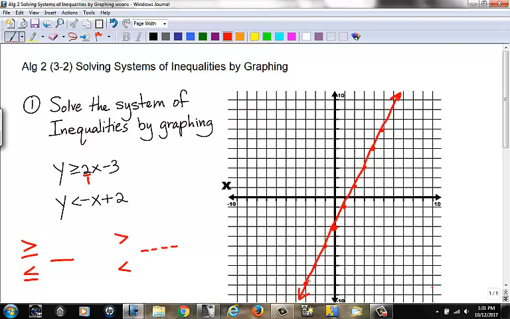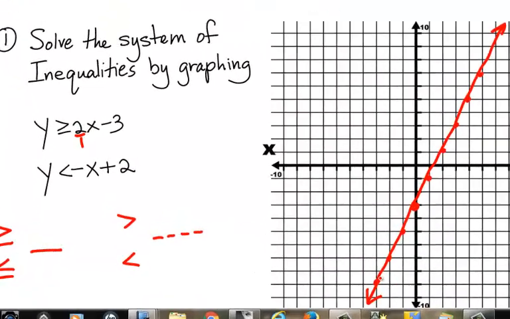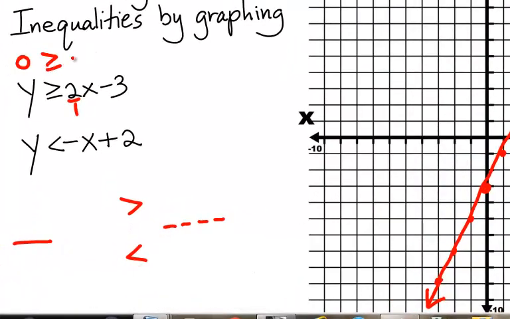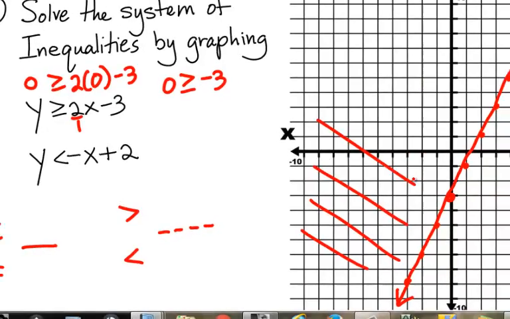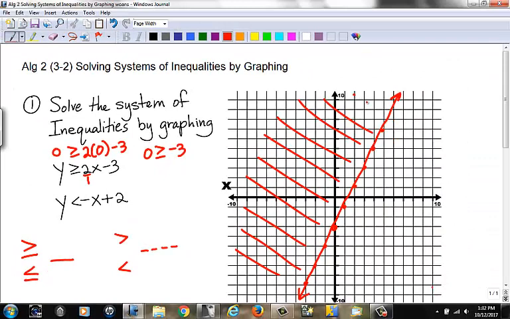And this is the part that some of you had trouble on the test. The easiest way to tell which side to shade is test 0, 0. And you can put it all the way back up into the original. 0 is greater than or equal to 2 times 0 minus 3. So you get 0 is greater than or equal to negative 3. True or false? True. Shade that side. And for you, just use your pencil.